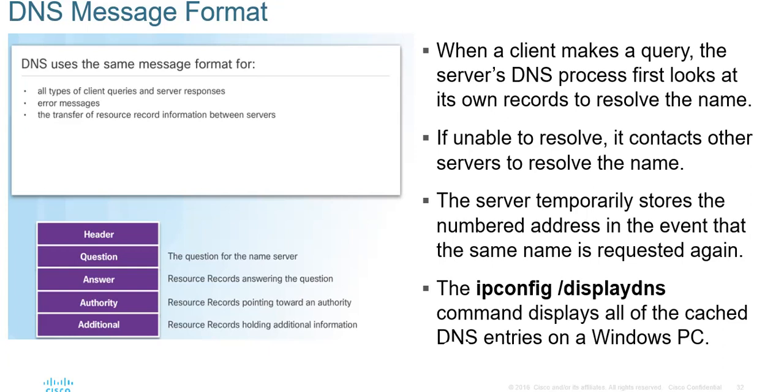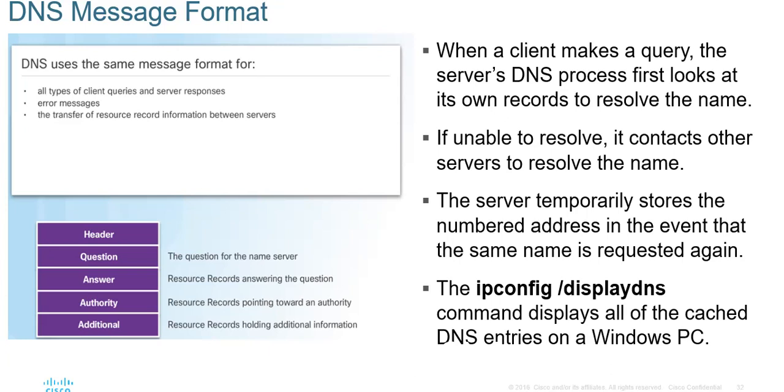Message is the transfer of resource record information between the servers. So we have different things in that. When the client makes a query, the DNS server process first looks at its own records. So we say, okay, I am the server that has QCell, and this person is requesting this particular service to Cisco.com. So my QCell server is the first one that will process, that will check for me.